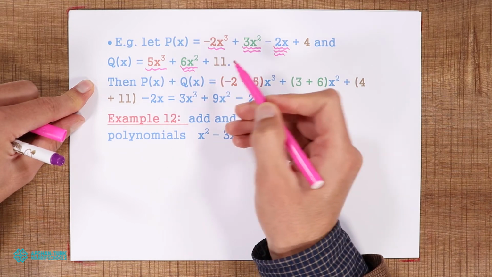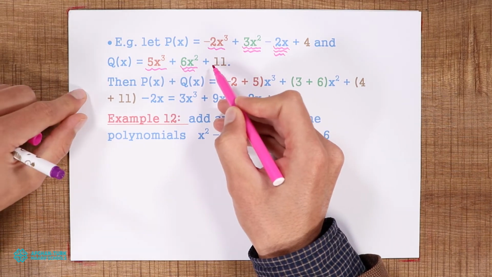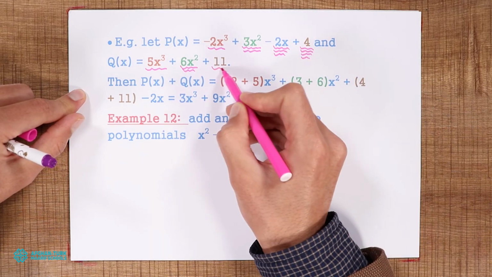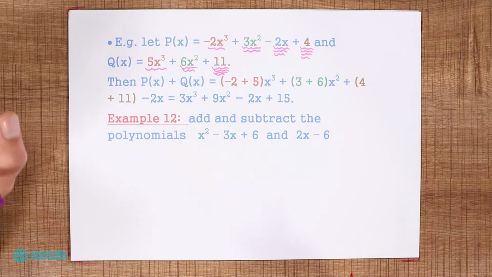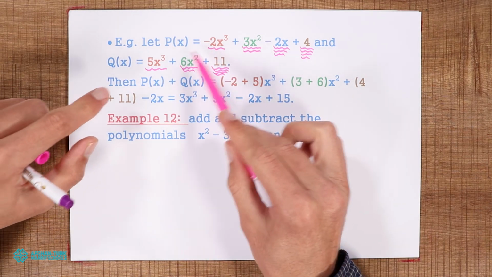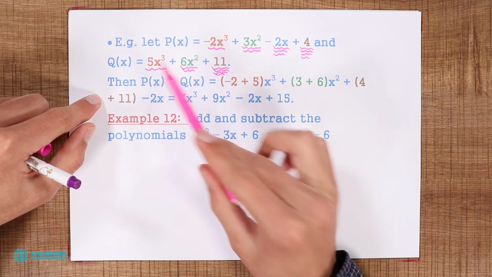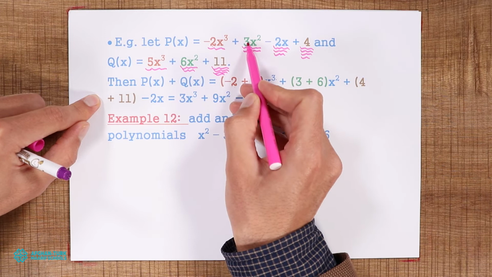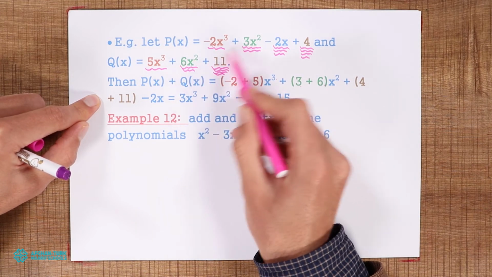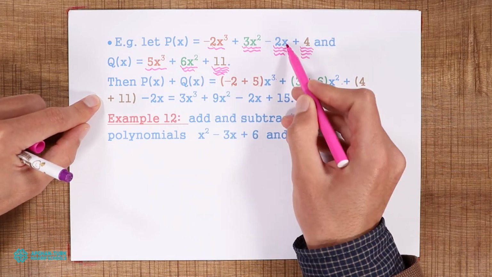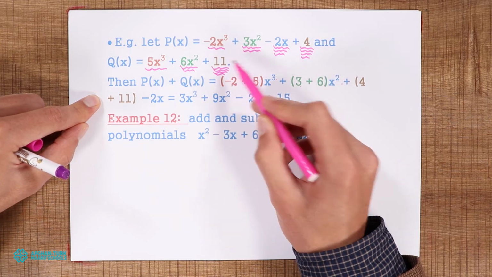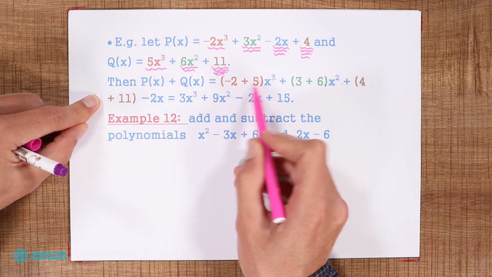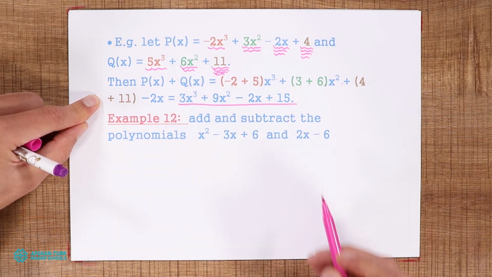Here we have no minus 2x. We have no x here. And at the last we have 4. Here we have 11. So these are like terms. You just add the like terms, and here minus 2 plus 5, add the coefficients. Minus 2 plus 5, x cubed, 3 plus 6, x squared, minus 2x will be written in itself. 4 and 11, we will write it plus 4 plus 11 minus 2x. So if you add, you will have this result.